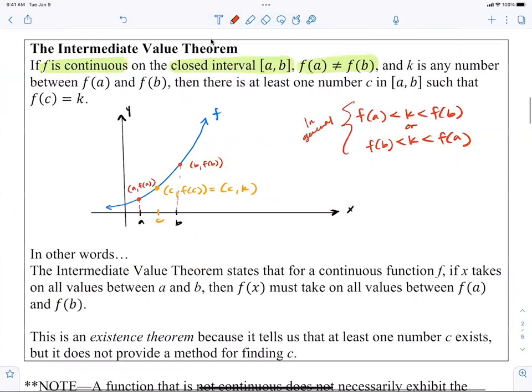So in other words, the intermediate value theorem states that for a continuous function f, if x takes on all values between a and b, then f of x must take on all values between f of a and f of b, or f of b and f of a. This is an existence theorem because it tells us that at least one number c exists, but it does not provide us with the method of finding c.